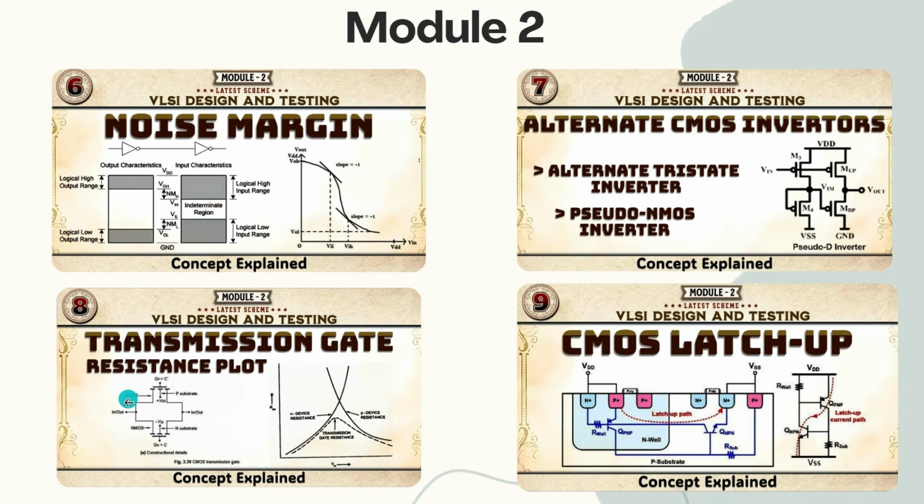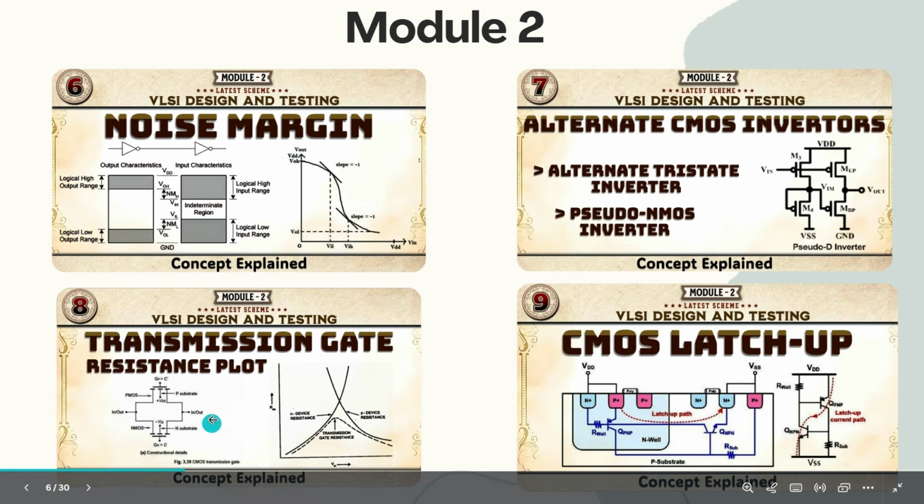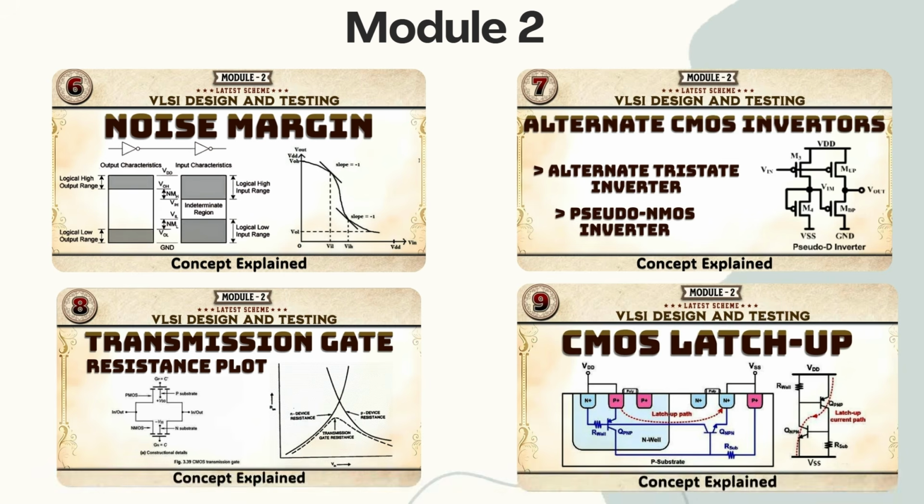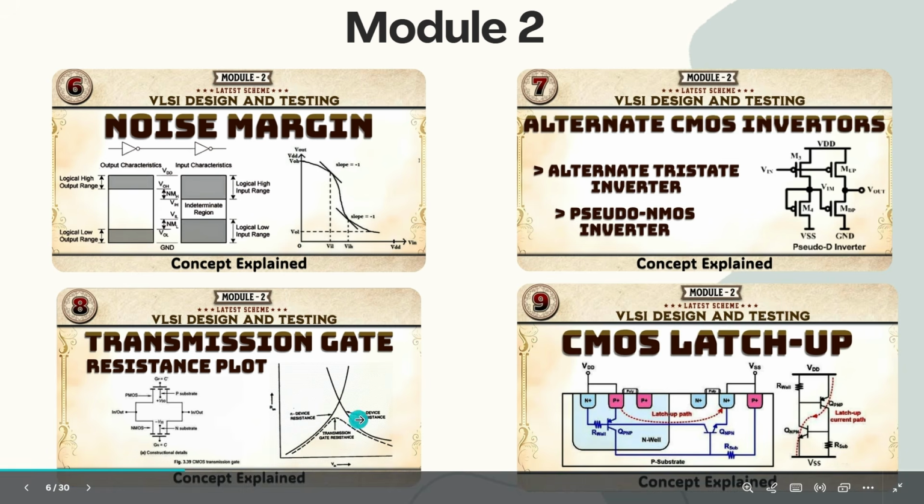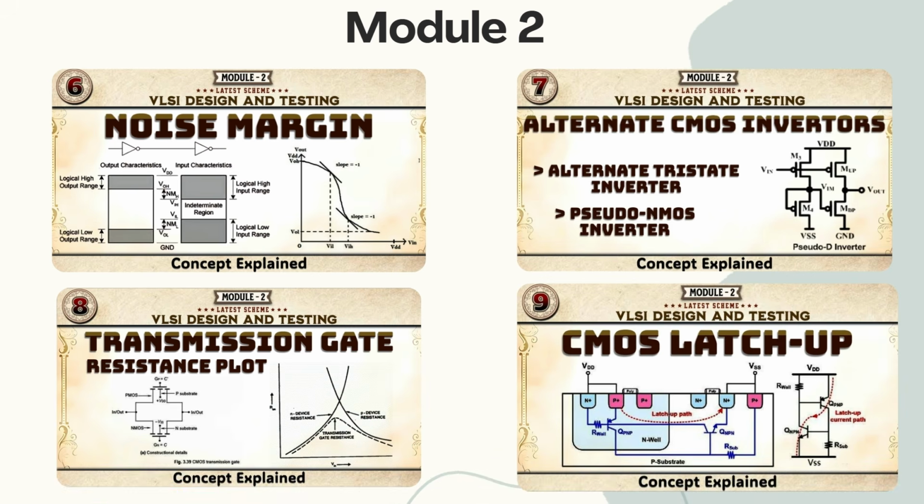Then after that, we have seen the transmission gate resistance plot. This is very important. How the transmission gate structure looks like. This is the symbol. It consists of P substrate and N substrate, and based on that, we are getting two curves. That is the resistance curve. One is N device and P device resistance, and based on that, we will be getting this dotted line that is called the transmission gate resistance. So how this curve is formed, and with respect to the symbols of transmission gate, we have discussed it. Please go and watch it.